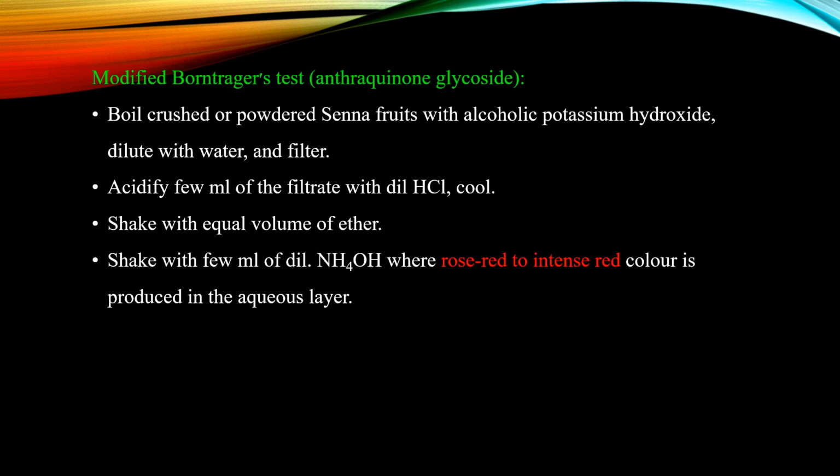Another test for the anthraquinone glycoside is the modified Borntrager test. The powder is boiled with alcoholic potassium hydroxide, then diluted with water and filtered. The filtrate is acidified with dilute hydrochloric acid and shaken with an equal volume of ether. Then add a few drops of dilute ammonium hydroxide solution and an intense red rose color is produced in the aqueous layer due to liberation of aglycone from anthraquinone glycosides.